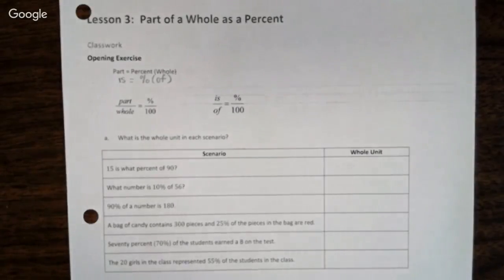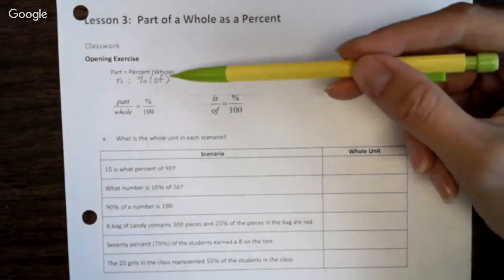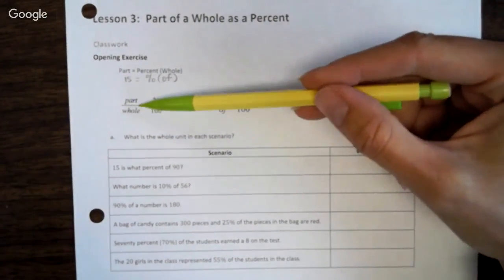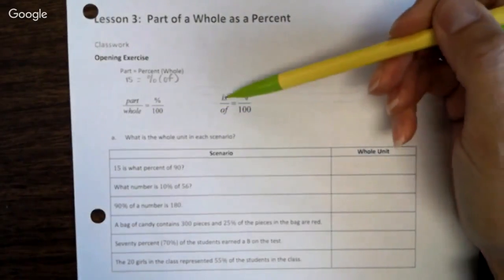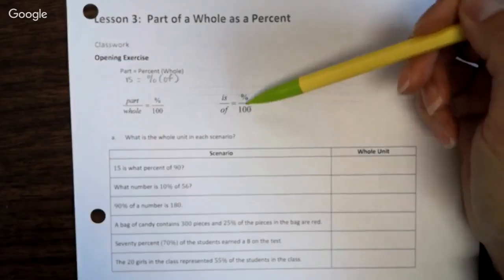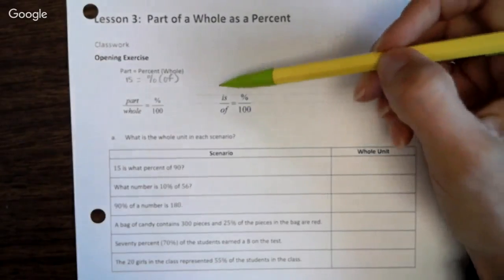All right, this is lesson 3 in module 4. We're going to talk about part and whole and percent. So last year you may have learned the formula part over whole equals percent over 100. You may or may not have learned the is over of equals percent over 100, but I'm going to explain a little bit about that.